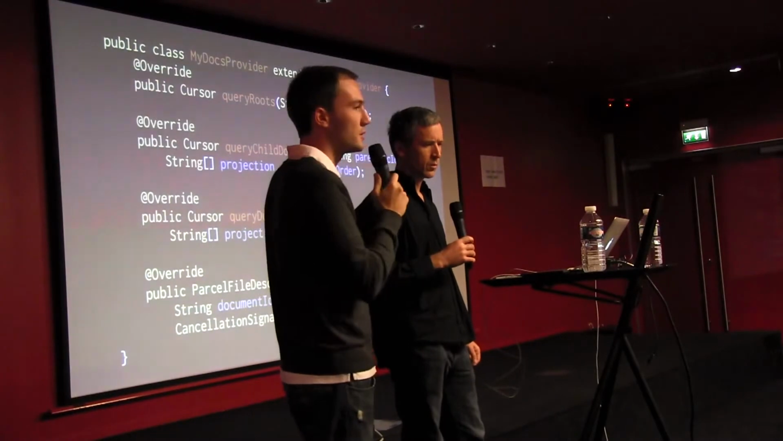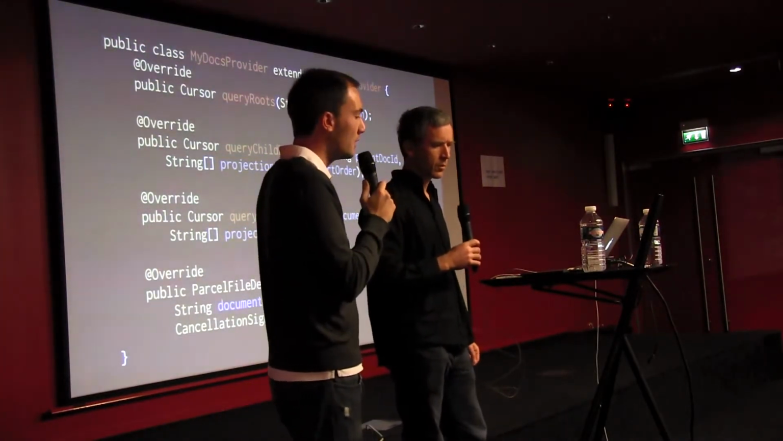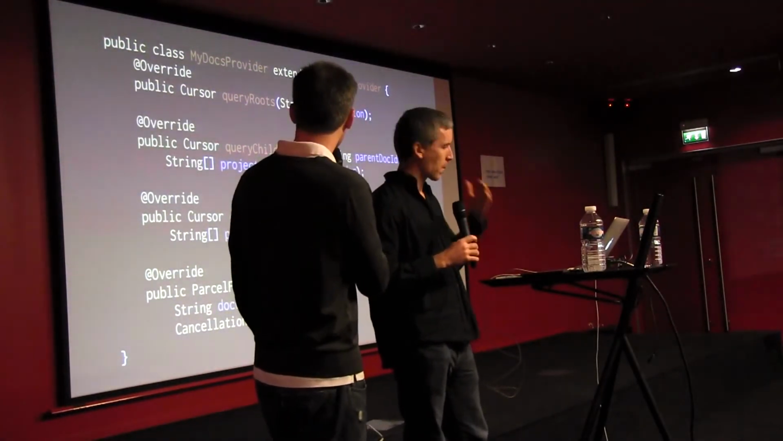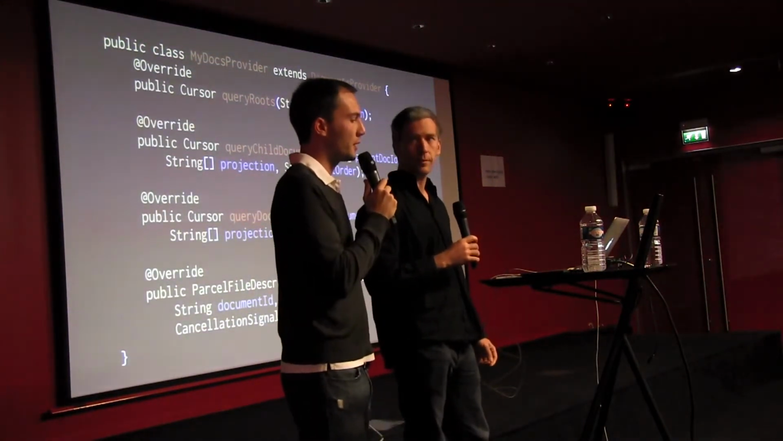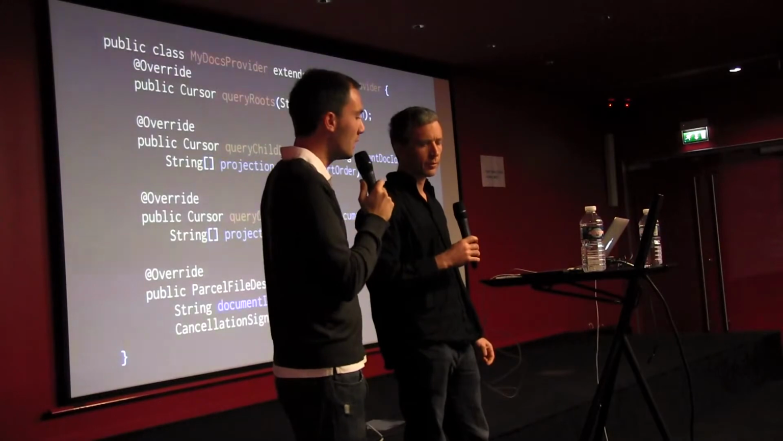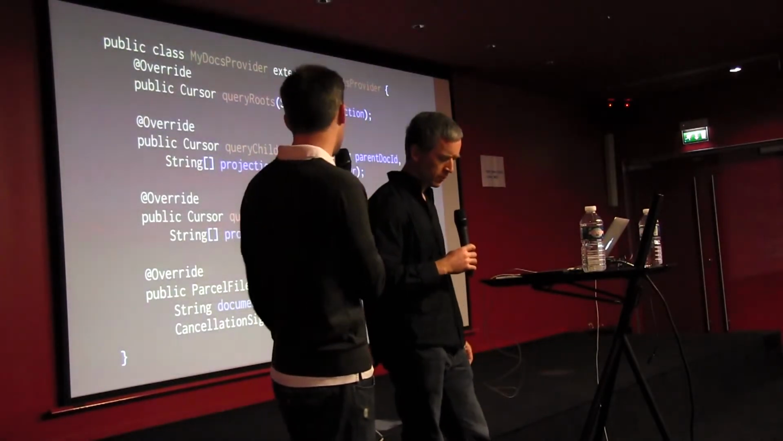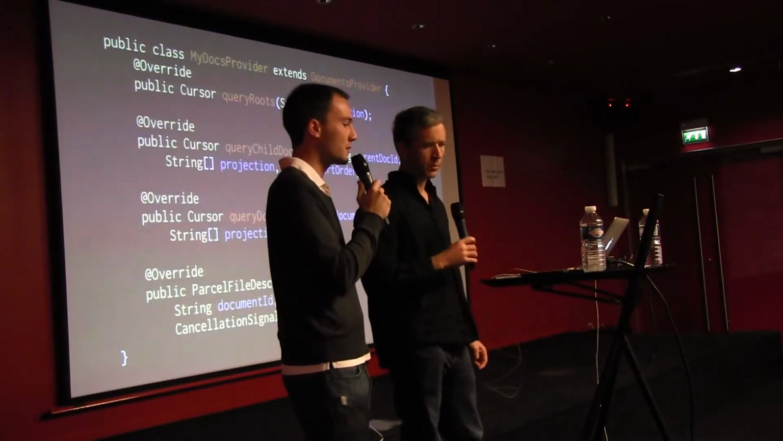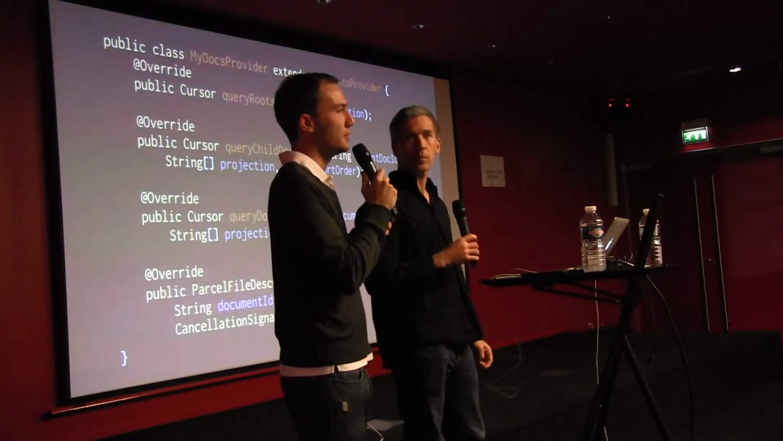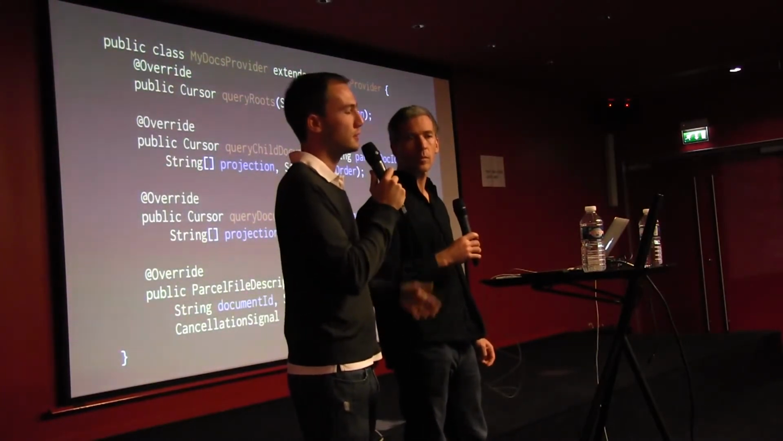queryChildDocuments will just list the content of a given directory. queryDocuments is to perform searches, so if the user is looking for a particular type of document, that's what we're going to invoke. And finally, openDocument, probably the hardest one to implement because you have to use file descriptors and parcel file descriptors. This is how you return an actual stream of data to the calling application.